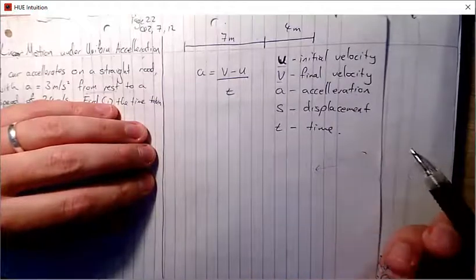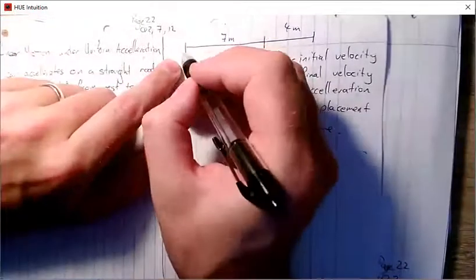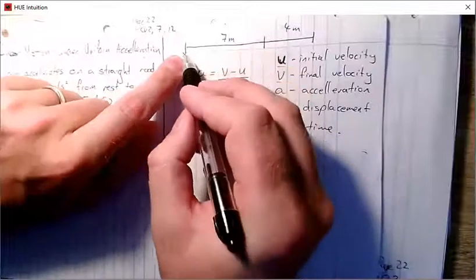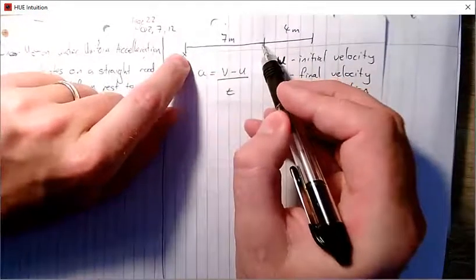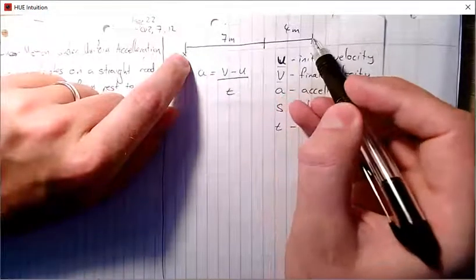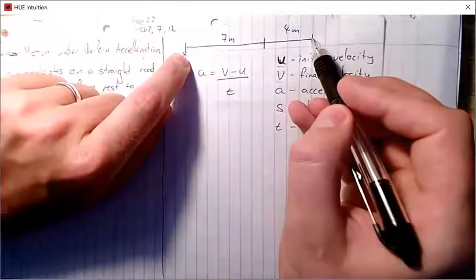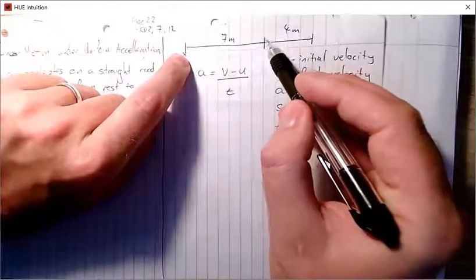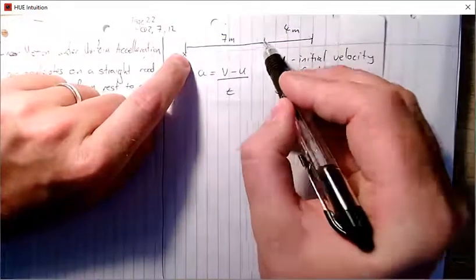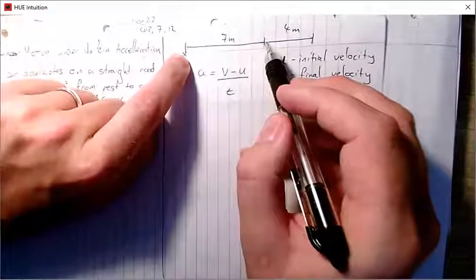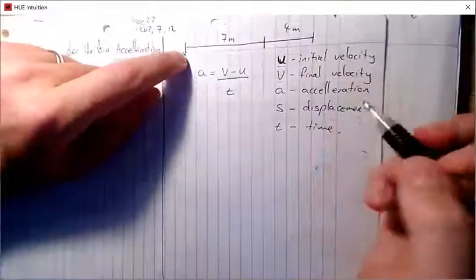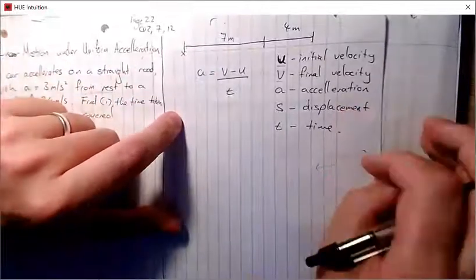Displacement is your distance from your starting point. So if I travel 7 meters to here, that's a displacement of 7 meters. If I travel another 4 meters to here, that's 11 meters is my displacement. But if I then travel another 4 meters back, even though now I've done a total of 15 meters, my displacement is only 7 meters, my distance from my starting point. So that's the difference between displacement and distance.